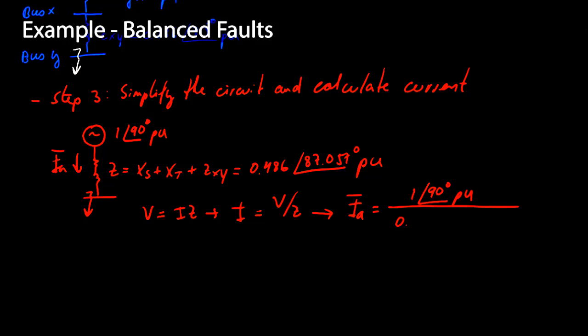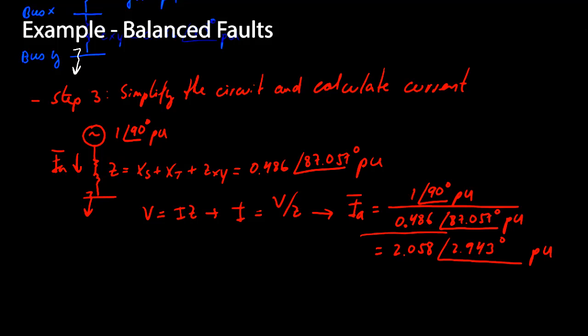So 0.486 at an angle of 87.057 degrees, and that's in per unit. So now if we calculate this, we get that IA is going to be equal to 2.058 at an angle of 2.943 degrees, and this is in per unit. So this right here is our result.